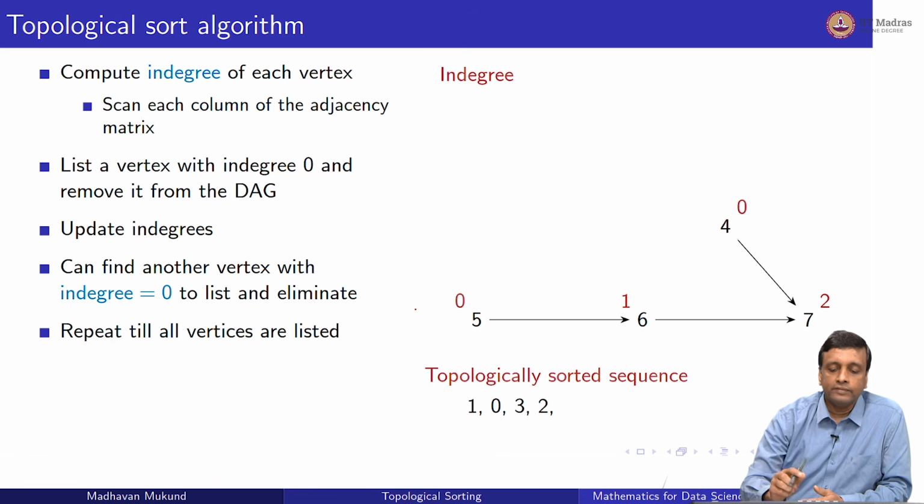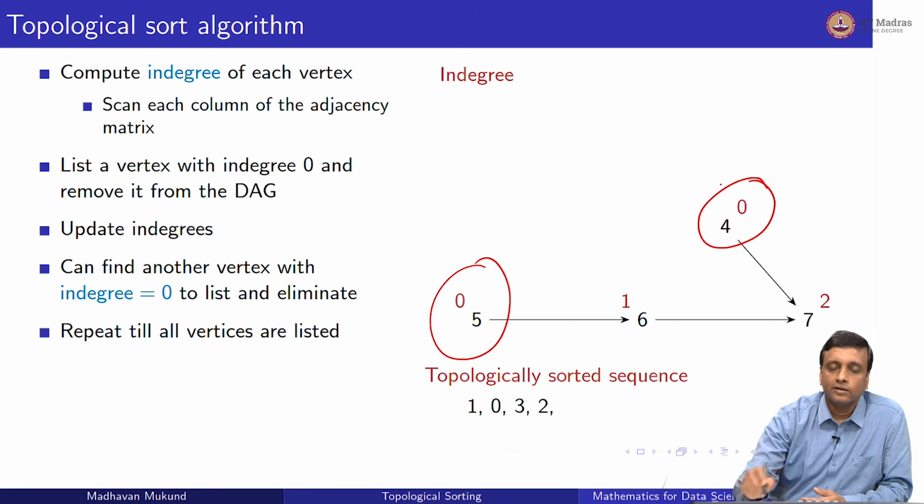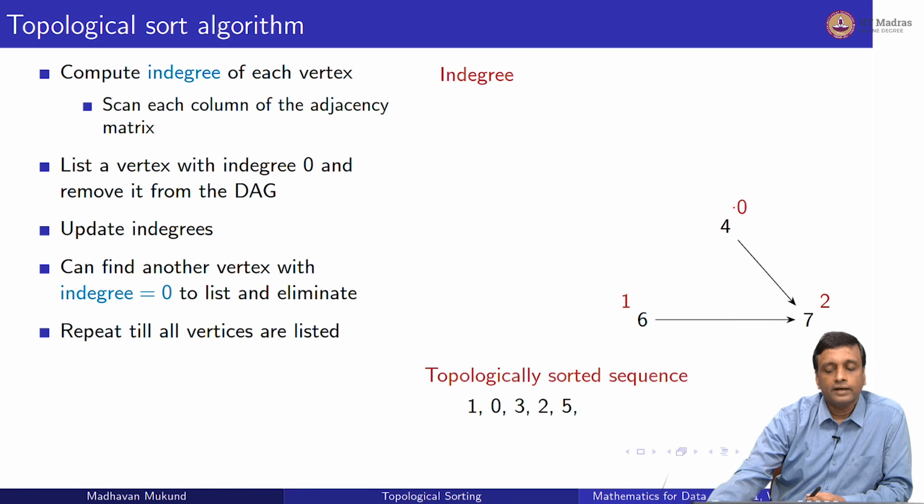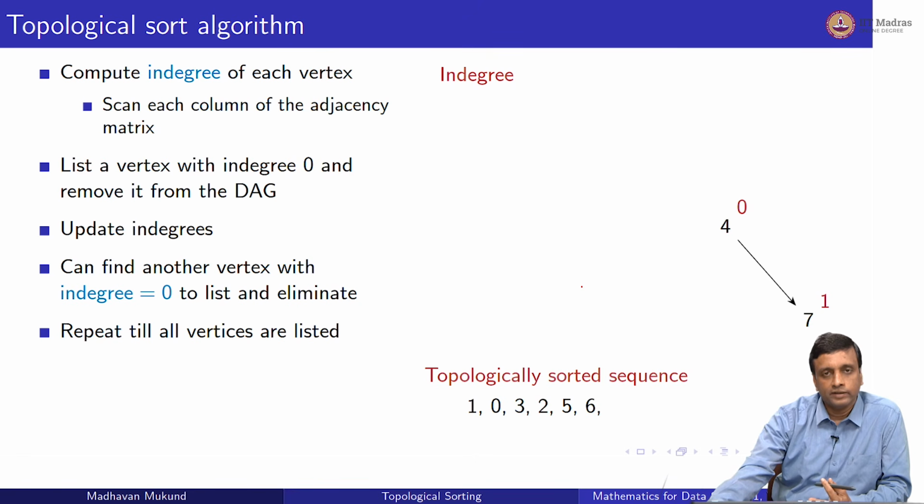Now I have these 2 candidates to enumerate next. So perhaps I pick vertex 5, and then I have to reduce the in degree of 6 by 1. And now maybe I do 6 next, and then I reduce the in degree of 7 by 1. But I still cannot enumerate 7 because it has in degree 1, but 4 is left, with in degree 0. So I can enumerate 4 next, reduce the in degree of 7 to 0, and finally I can enumerate 7.